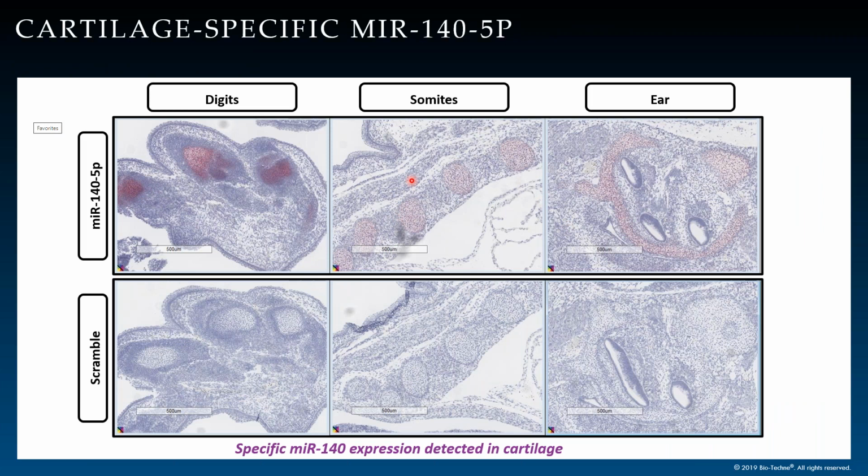Similarly, microRNA such as MIR140 is important in cartilage development of the embryo, and you can see the expression of this microRNA in digits and somites, also in the ear cartilage. And compared to the scramble control, we see a nice signal here in the MIR140 probed sample. So again, our microRNAscope assay now has the capability to interrogate these microRNA targets important for cartilage development as well.